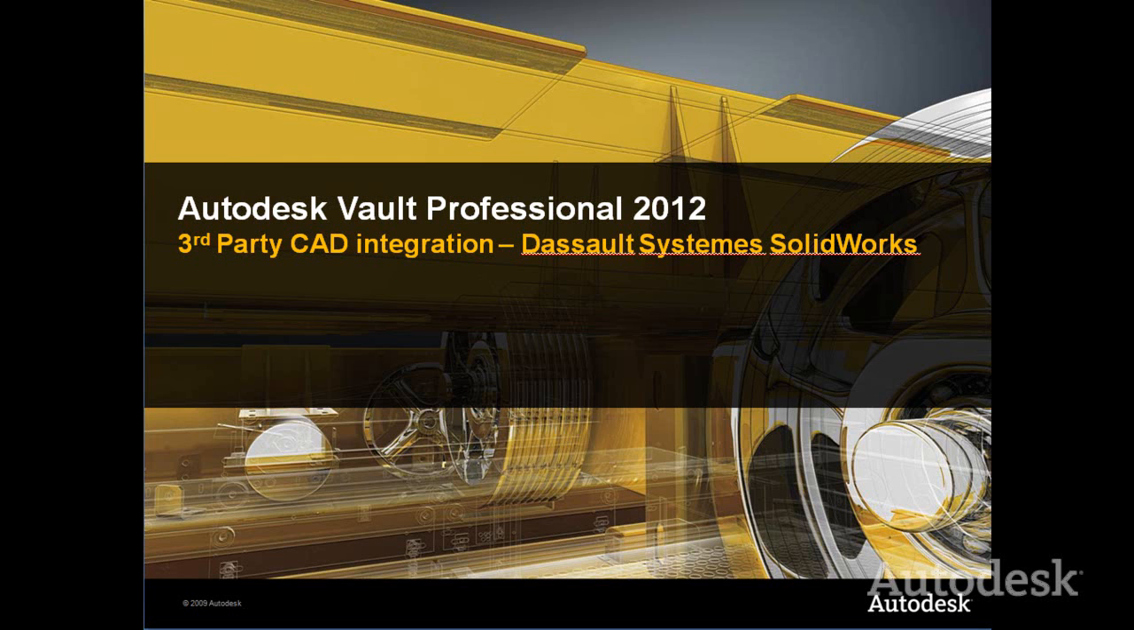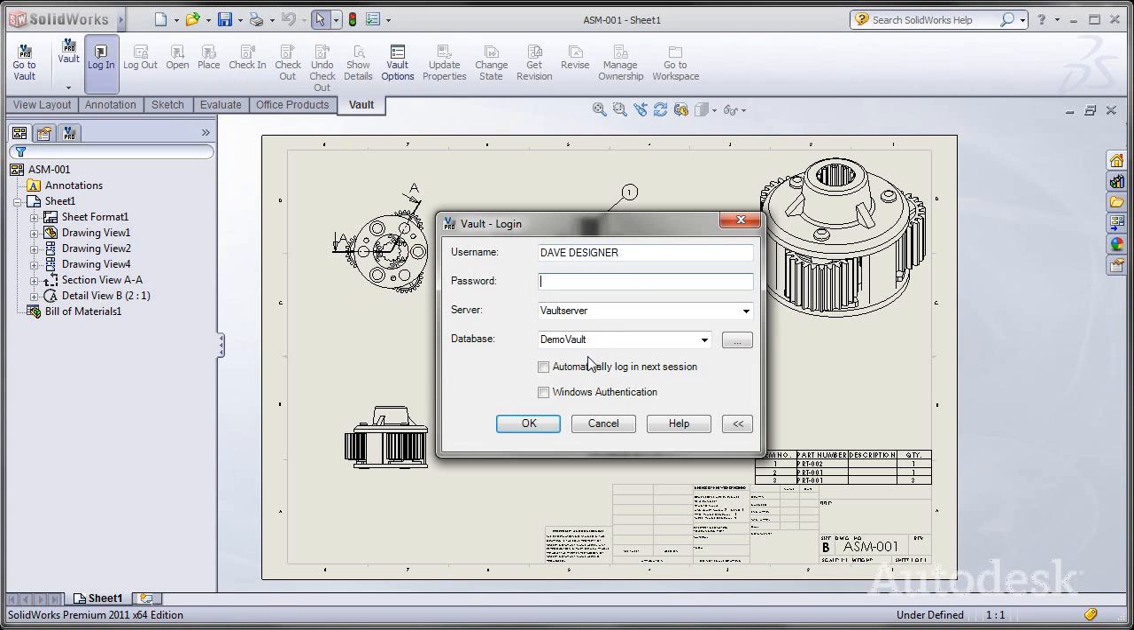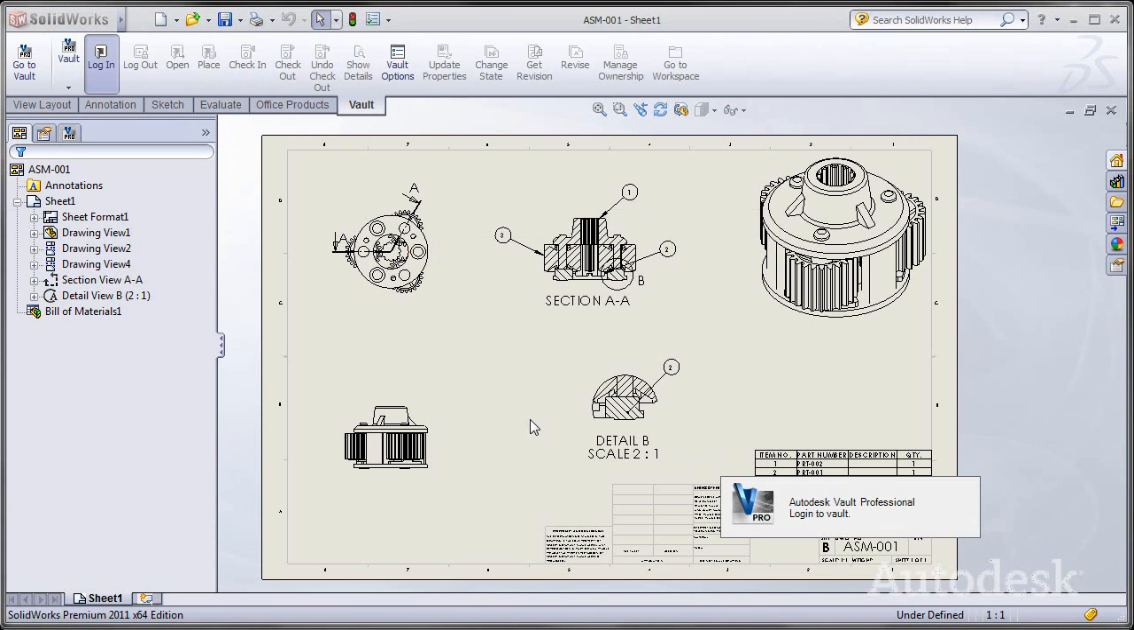As you may well know, Autodesk Vault Professional has integrations with many of the Autodesk products, but we also have third-party integrations with Pro Engineer and SolidWorks. Let's take a look at the SolidWorks integration here inside of SolidWorks 2011. You'll notice that we can log into the Autodesk Vault, and we can also access all of the Vault commands directly from the SolidWorks ribbon.